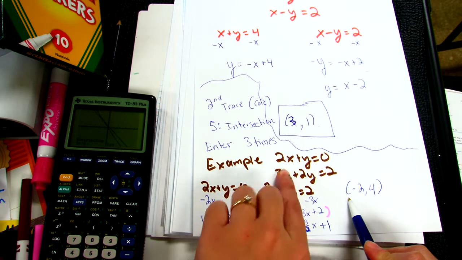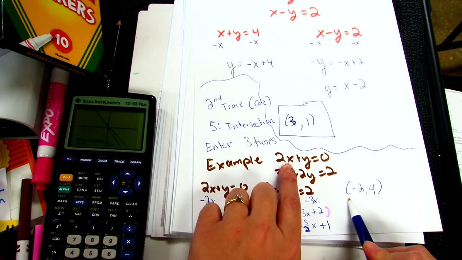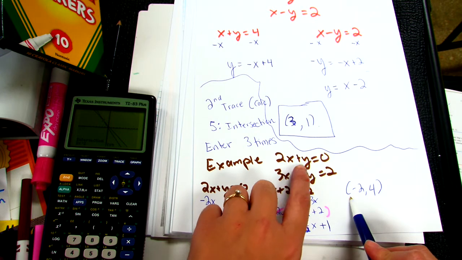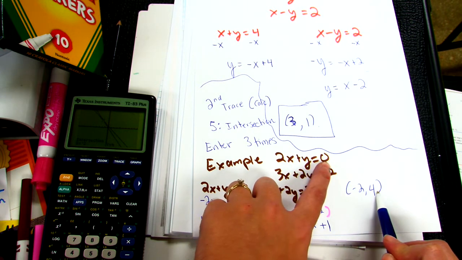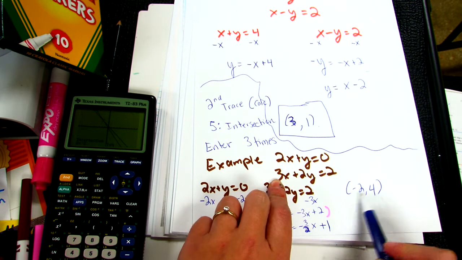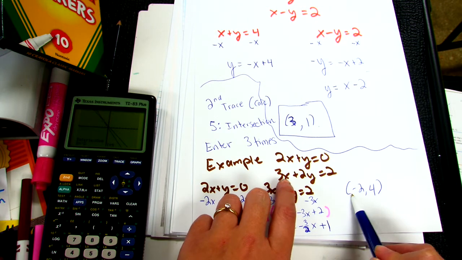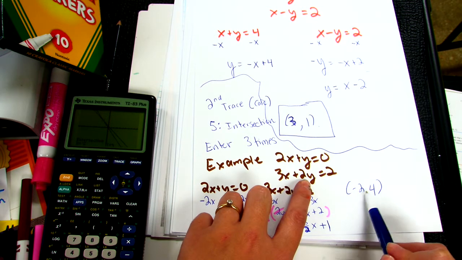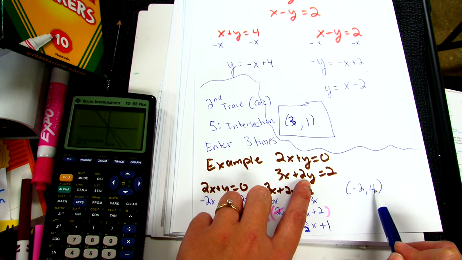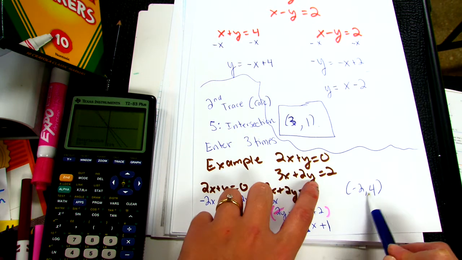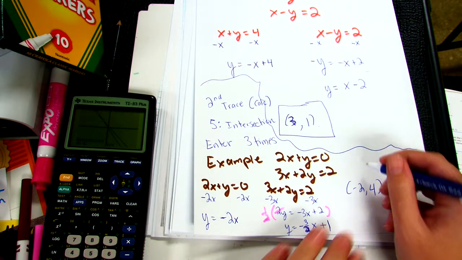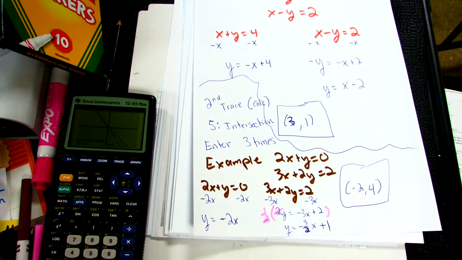Okay, so make sure it works, right? -2 times 2 is -4. -4 plus 4 is 0. Checks for the first one. Now check the next equation. 3 times -2 is -6. 2 times 4 is 8. So -6 plus 8 is equal to 2. It checks. So this is our solution to that system.